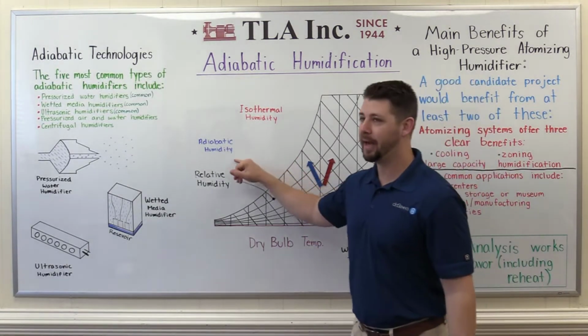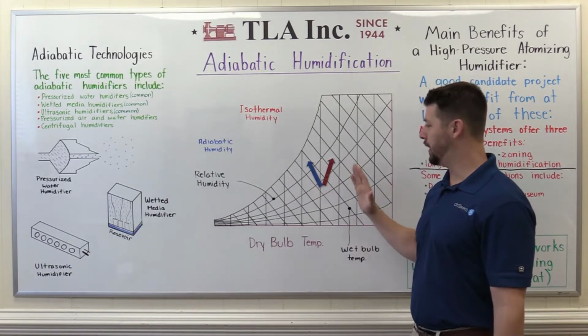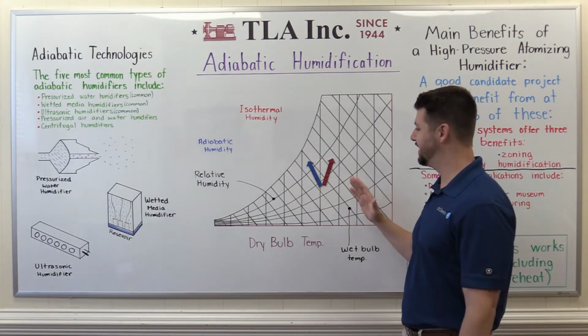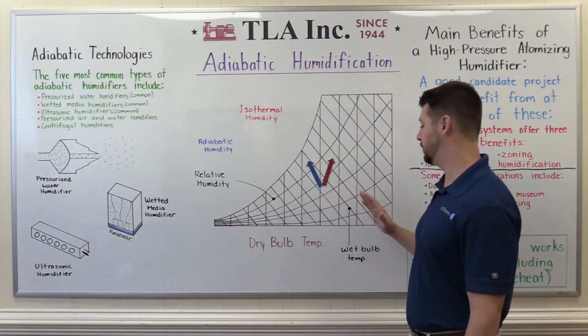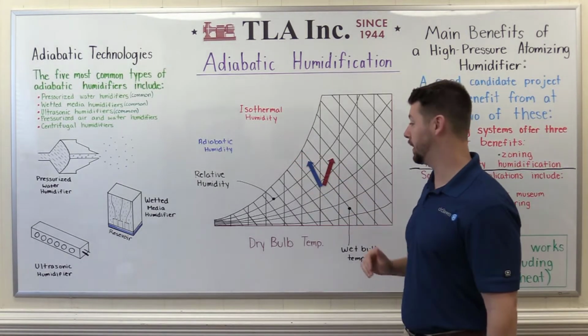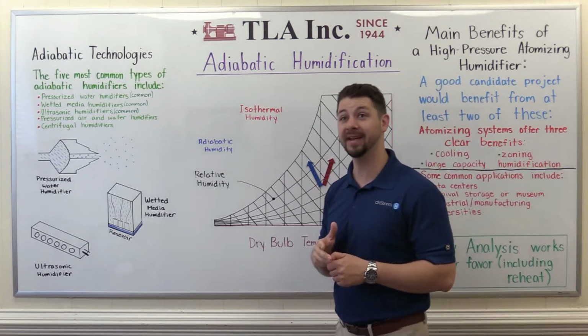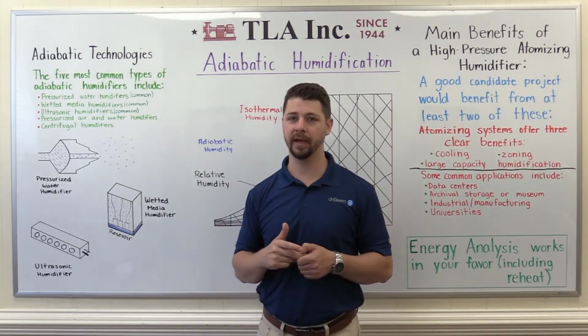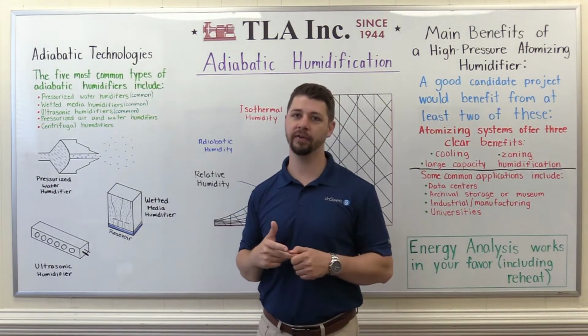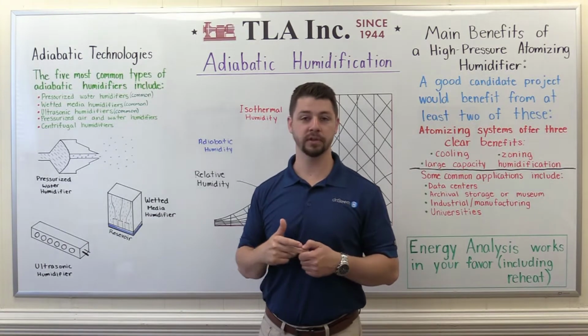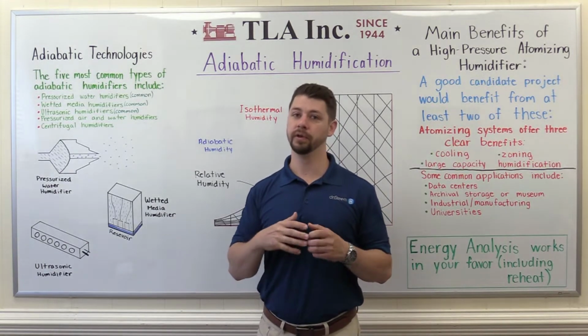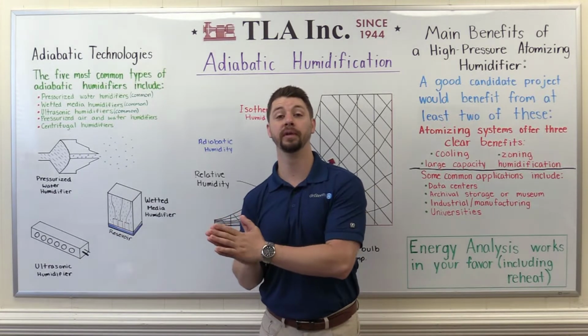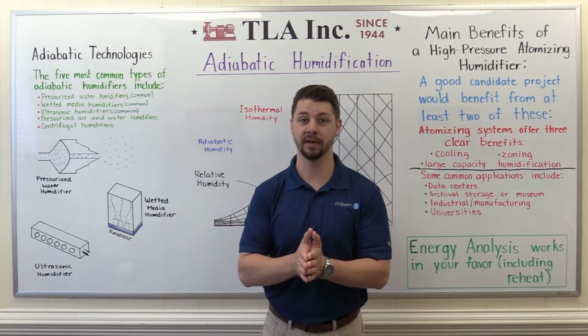Now with adiabatic humidification, we have humidification and cooling at the same time. So we go over here like this on the psych chart. What does that mean? We can get up to 10 to 15 degrees of cooling. This is a great application where you have a lot of humidification loads in shoulder seasons and into the summer, where you need that benefit of additional cooling and humidification at the same time.